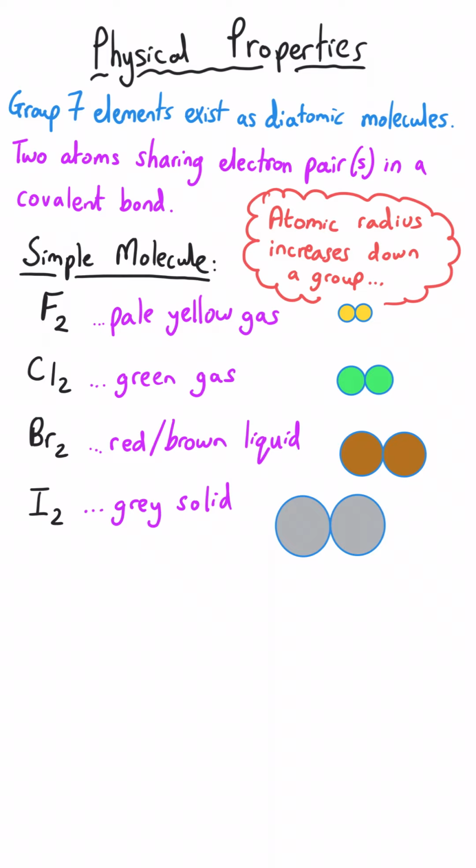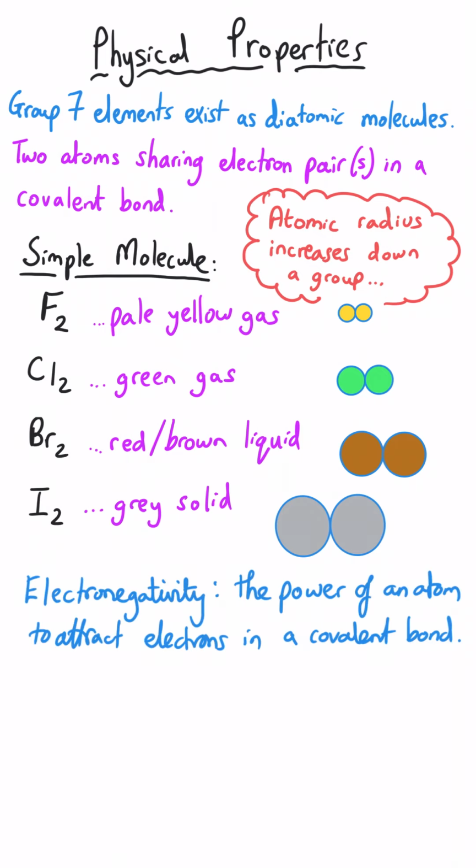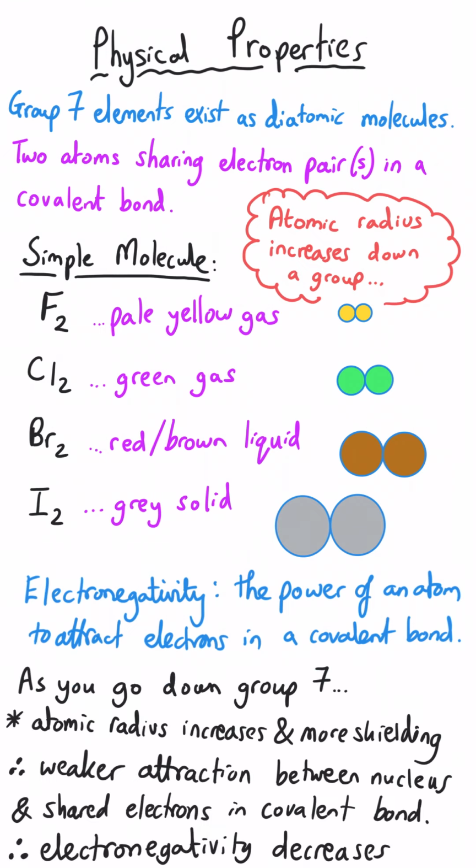The first physical property that we're going to look at is electronegativity. Now, the electronegativity is the ability of an atom to attract electrons from a covalent bond. And so this is determined by the strength of the electrostatic attraction between the positive nucleus and that covalently bonded electron pair.